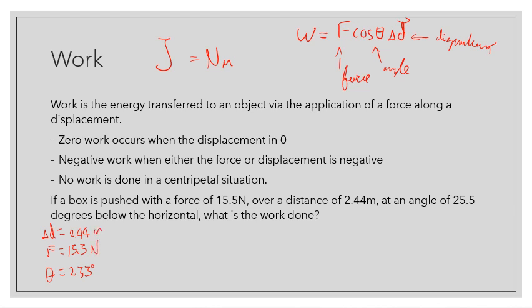So if we plug this into our equation, W is equal to F cos theta delta D. Work is equal to 15.5 times cos of 25.5 times delta D, which is 2.44. So that is equal to 34.2 joules of work.